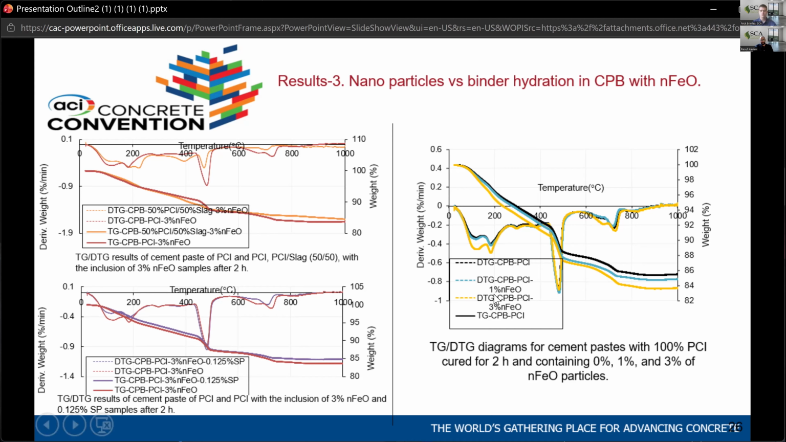For the last one, I only changed the nanoparticle percentage. The yellow one is 3%, the blue one is 1%, and the black one is without nanoparticles. So you see, the more nanoparticles you add, the more hydration you have. The yellow one with 3% and the black one with 0, also in 2 hours.